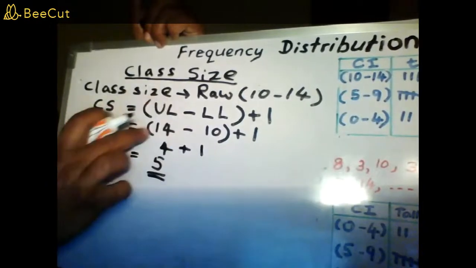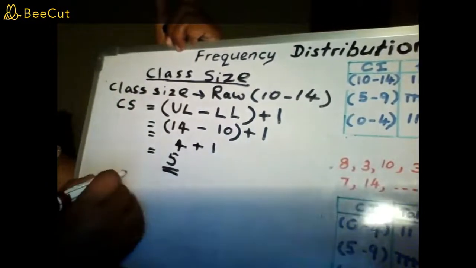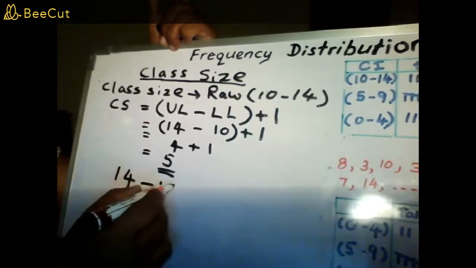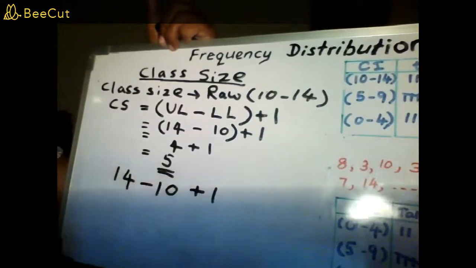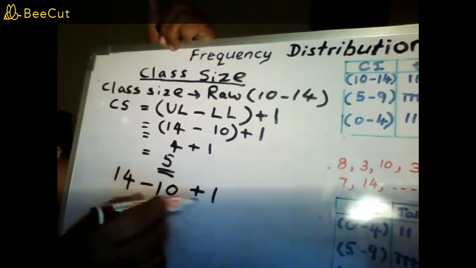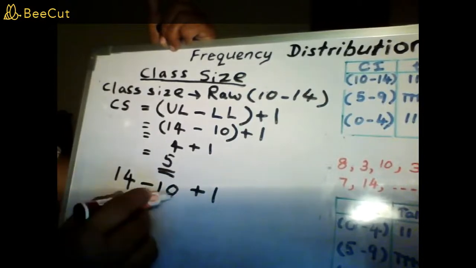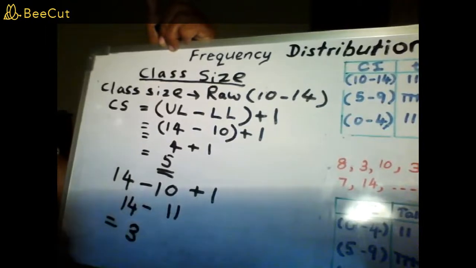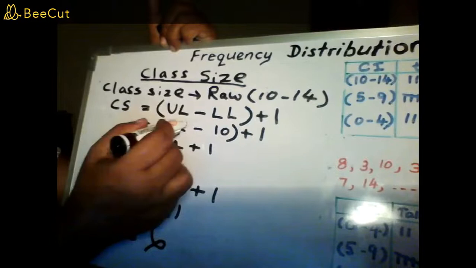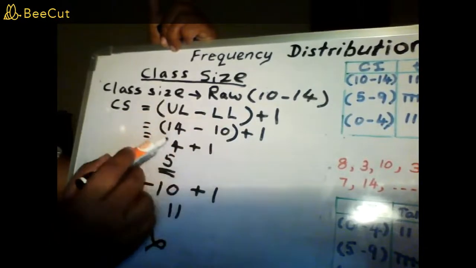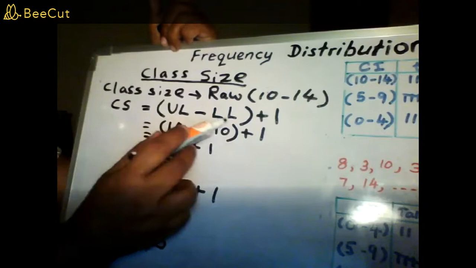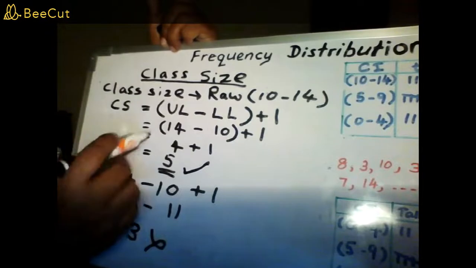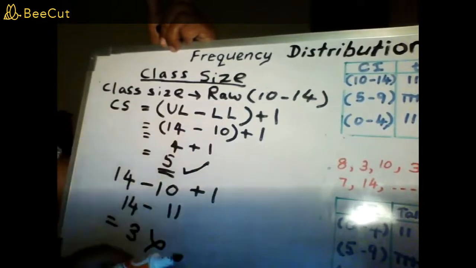Suppose you don't put the brackets. Now we'll take this one, 14 minus 10 plus 1. You don't put the brackets. But then you do this one first: 14 minus, what's that? 11. The answer is then 3. This is wrong. You'll have to put the brackets and do the brackets first. Right? You have to calculate the brackets first. This answer is correct. This is wrong. Always put the brackets and do them first.